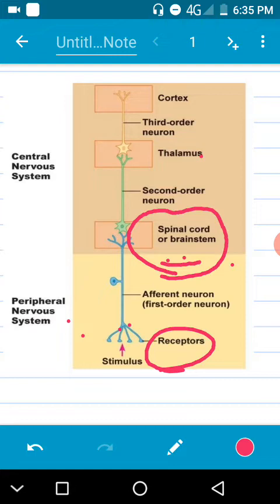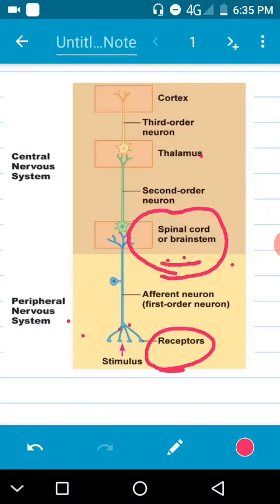Okay, so it has ended up in the thalamus. So where will the sensations go next? It will go into the cerebral cortex, and the cerebral cortex gives rise to the third order neuron. So I hope the basic framework of the sensations is clear, which is nothing but how the sensations are carried from the periphery to the central nervous system.